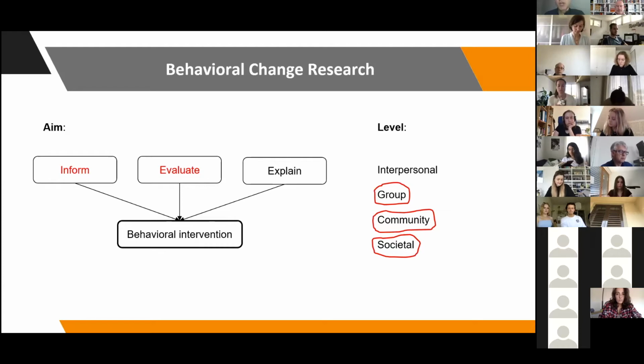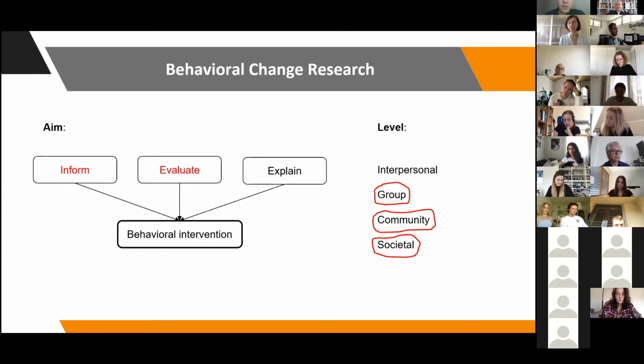So behavioral change research, which is the topic of my presentation today, is research that aims to inform behavioral change interventions. It could evaluate the outcome of behavioral change interventions that have been implemented. Or research can also be used to explain why an intervention worked or why that intervention didn't work. So today I will talk about research informing behavioral change interventions and research that you can use to evaluate those interventions.